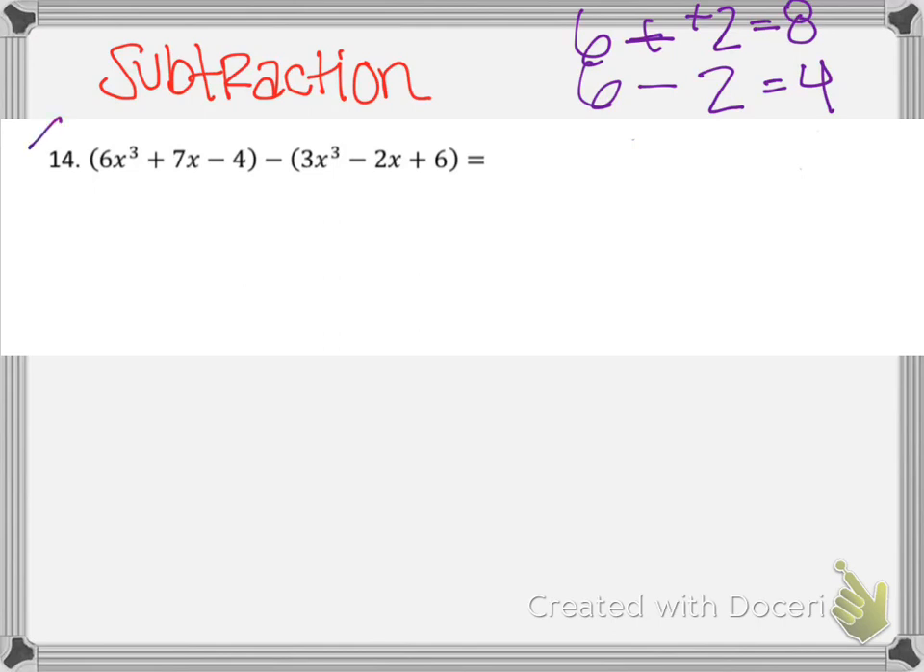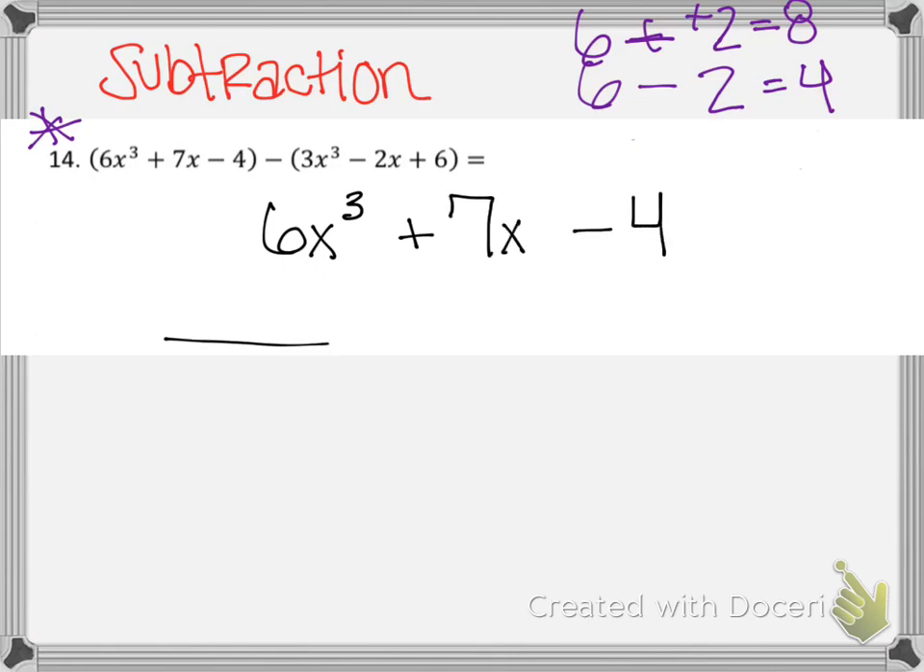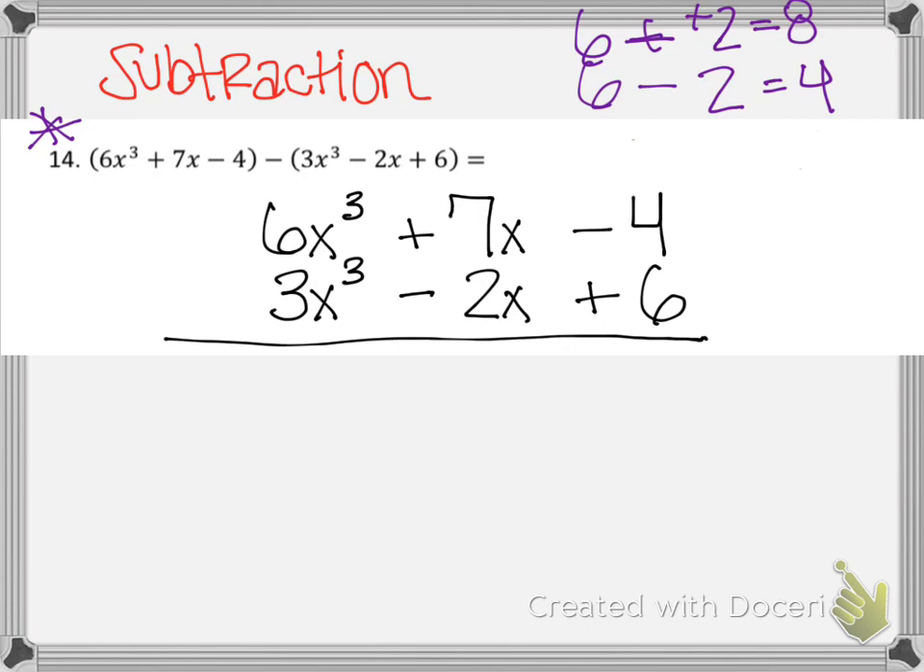Okay, so for number 14, what we're going to do is do the same thing that we did with our addition. We're going to line them up just like we did previously. So let's go ahead and take that 6x to the third and rewrite it, plus 7x minus 4. And we're going to rewrite out that second polynomial, 3x to the third, in my exact columns. But this time, instead of adding, we are subtracting. And the step I'm going to use is that we're going to change the signs for everything in this second polynomial.